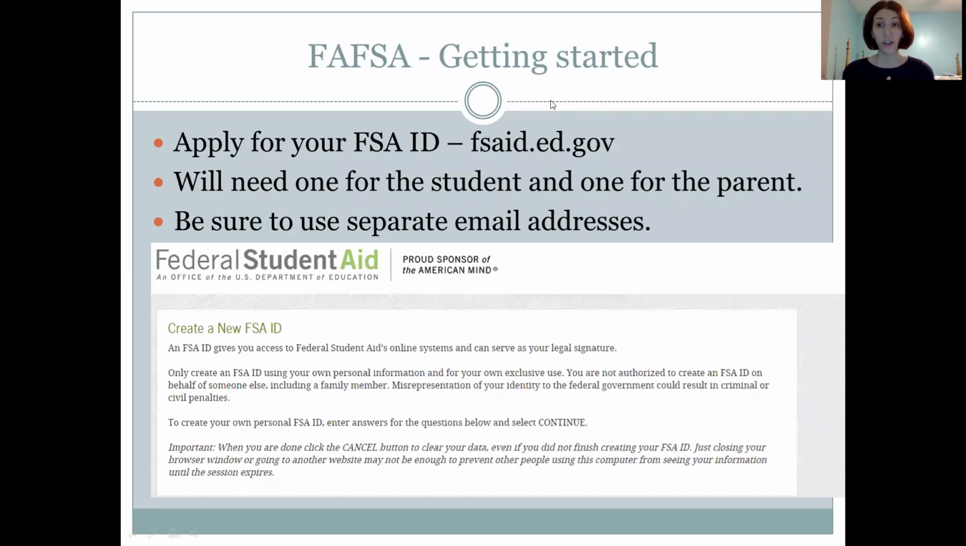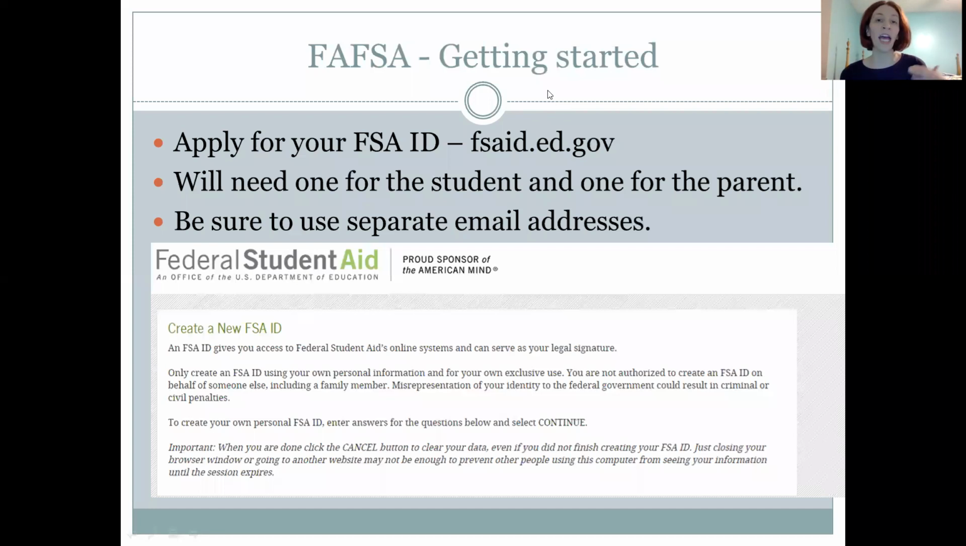Okay, so the first step for the FAFSA, in order to apply for the FAFSA, you have to have your FSA ID first. So the FSA ID, this is really an electronic signature for both the student and a parent. In order to apply, you can go to fsaid.ed.gov. You need one for the student and one for at least one parent. Both parents don't need them.